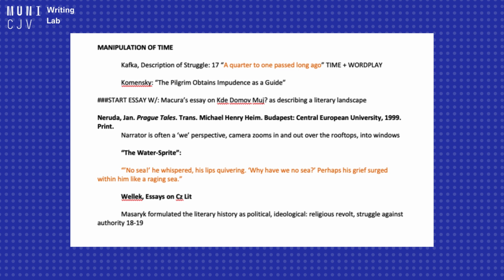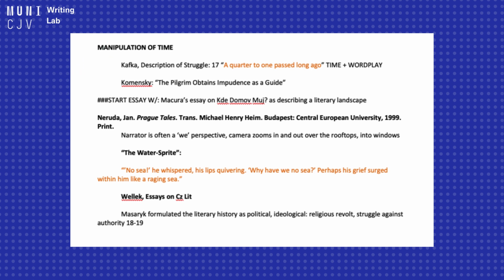And here's the last page I'll show you. And this page, I remember that I wrote this very late in the process, probably a week or two before I wrote the final essay. And by this point, I was fairly sure that one of the main themes of my essay was going to be about how Czech writers of the 20th century use words to show the manipulation of time or the warping of time that they felt.